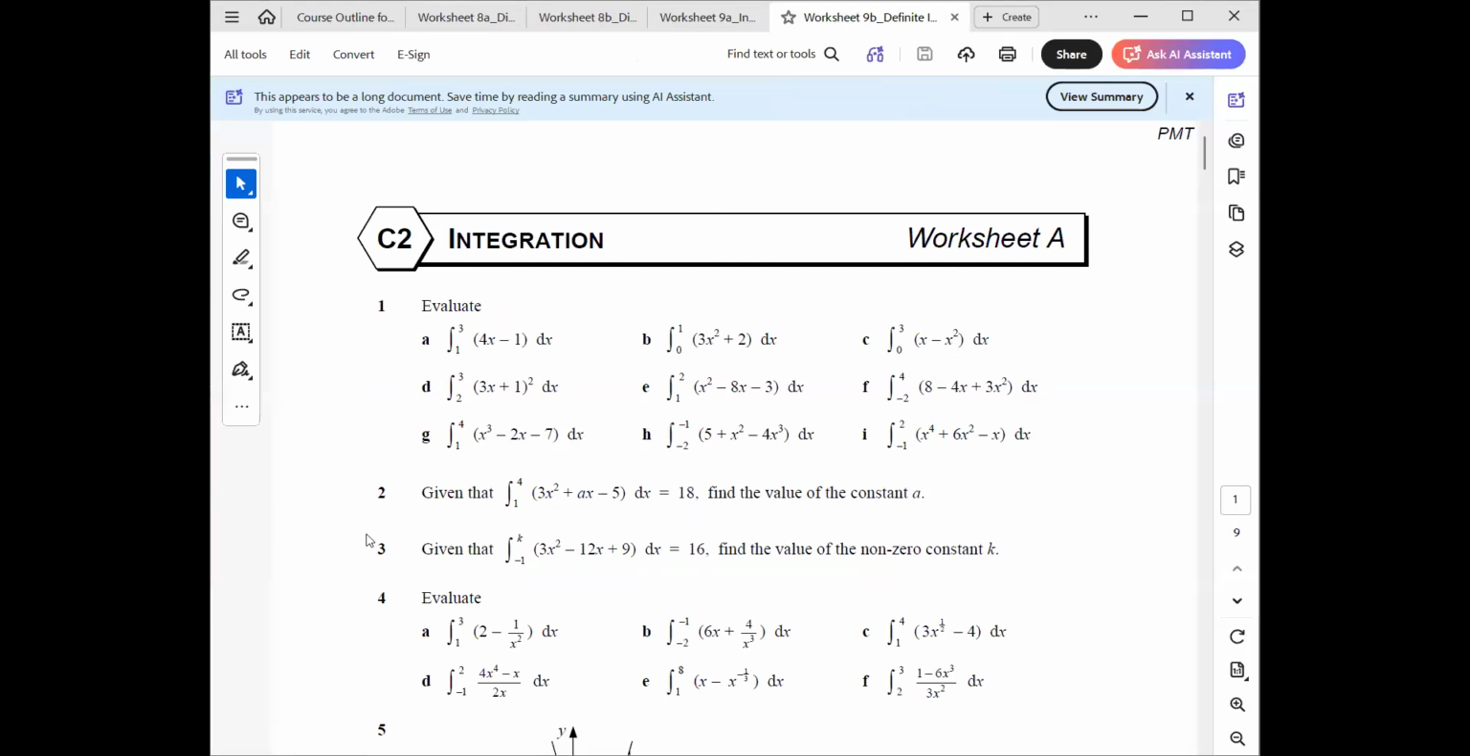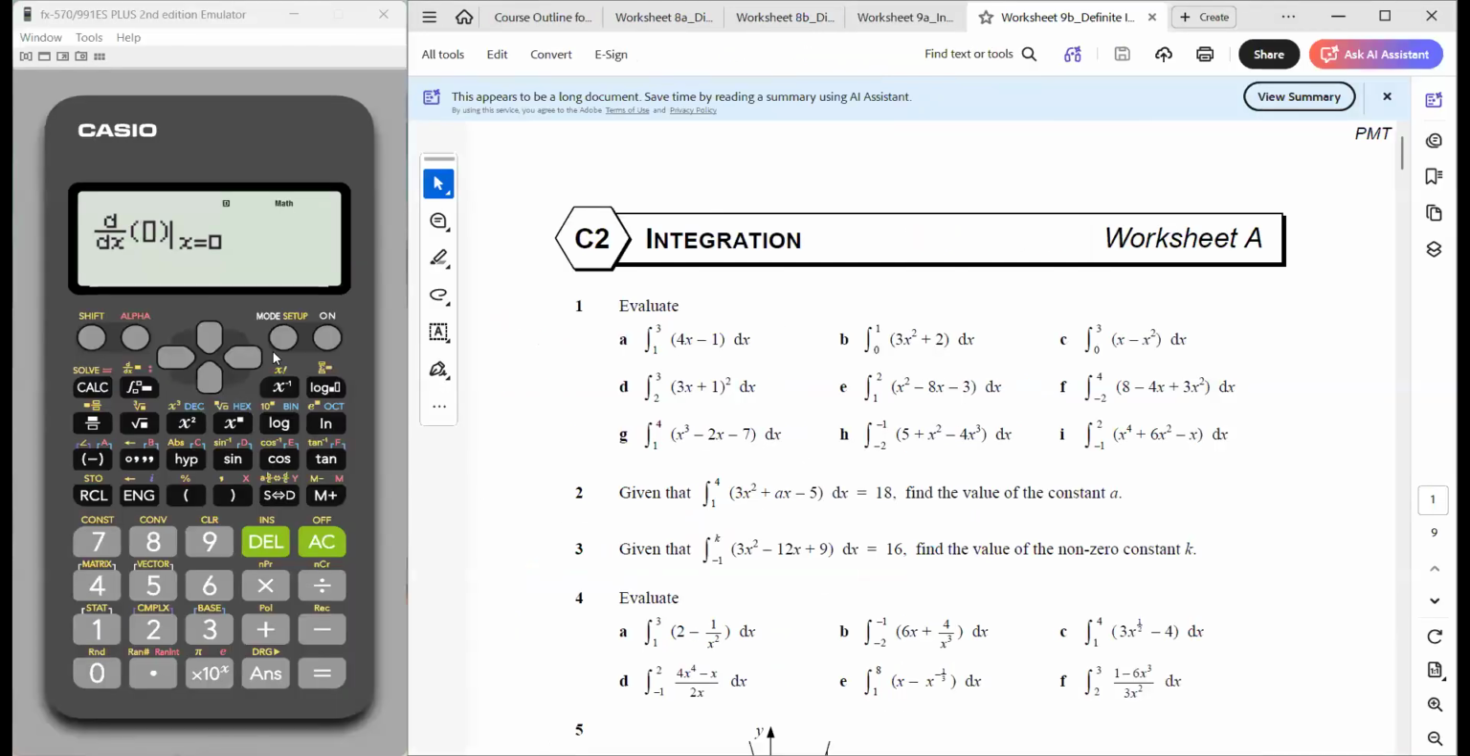Okay, so I hope you can see the calculator and then the work. Please, can you see the calculator?